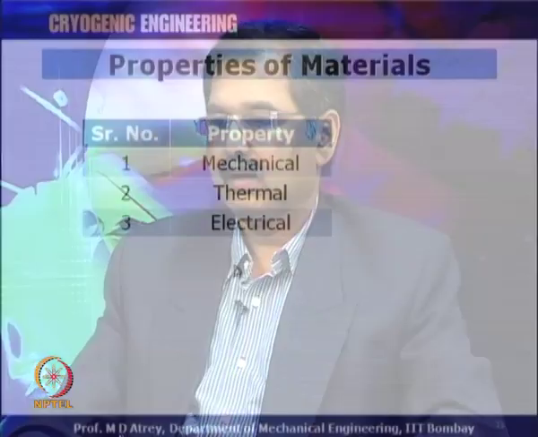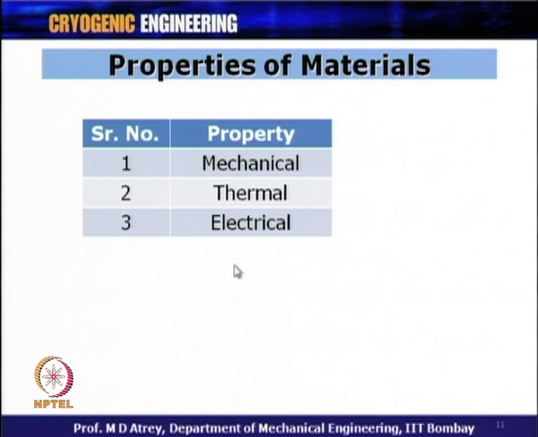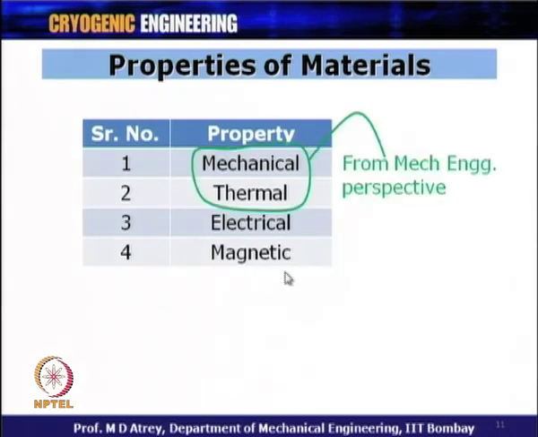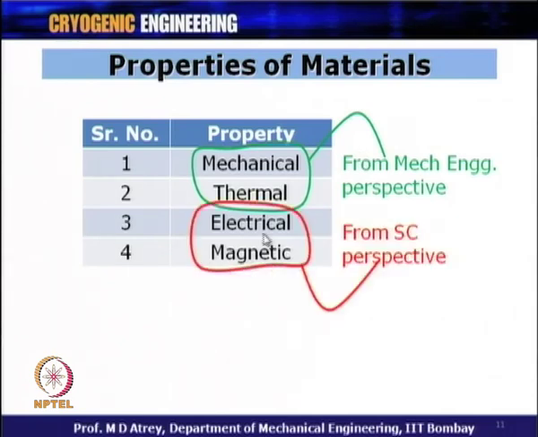With this background, we will now try to study various properties of material, which are mechanical properties, thermal properties, electrical properties, and magnetic properties. There are several of these properties which we can study. Because this course is meant for mechanical engineers, I am going to talk about mechanical properties and thermal properties from the mechanical engineering point of view. While there are several electrical and magnetic properties, which we will not bother about so much, I will cover these properties in terms of superconductivity.